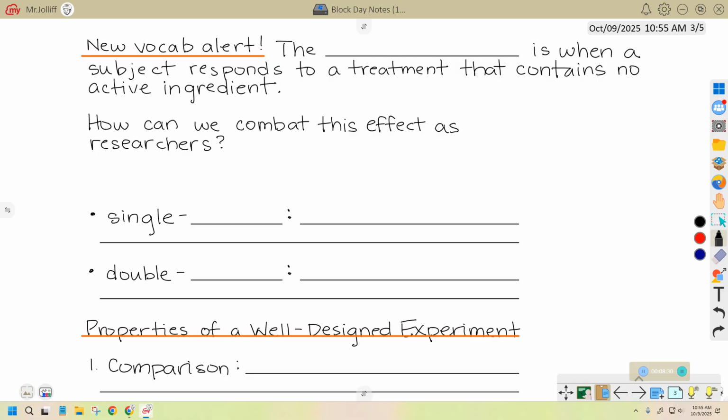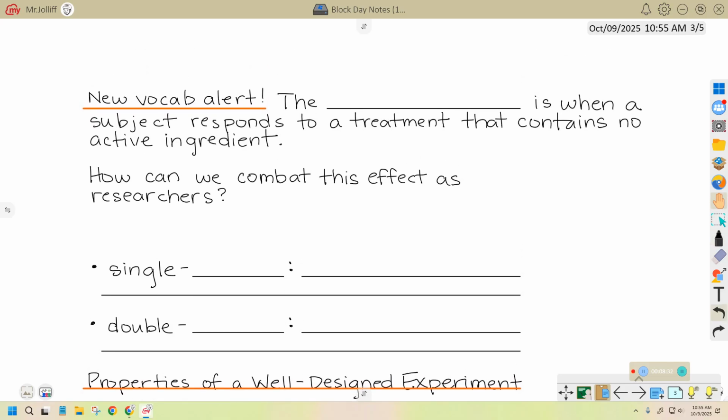Tied to this medication example, this unit is nothing but vocab because there's no math in it, right? That's why I told you at the beginning, you should be making note cards as you go, right? Vocab alert. The placebo effect.